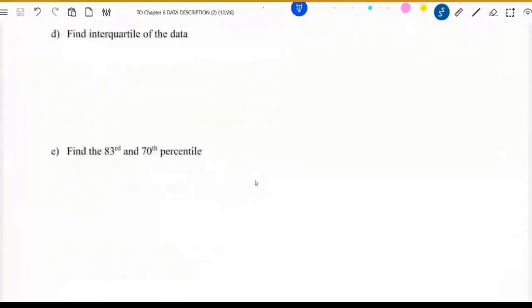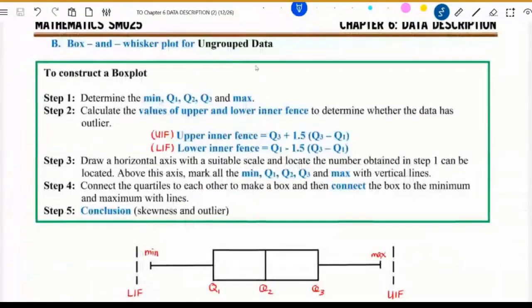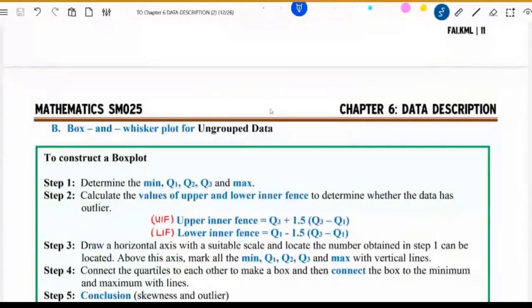So box and whisker plot, or we also name it as a box plot, which is only for ungrouped data. So basically for the ungrouped data, you will encounter two parts. The first one, you have to construct stem and leaf. The second one, you need to construct box and whisker. Okay, so only involved for the ungrouped data. Okay, so how to construct a box plot? We have 5 steps.